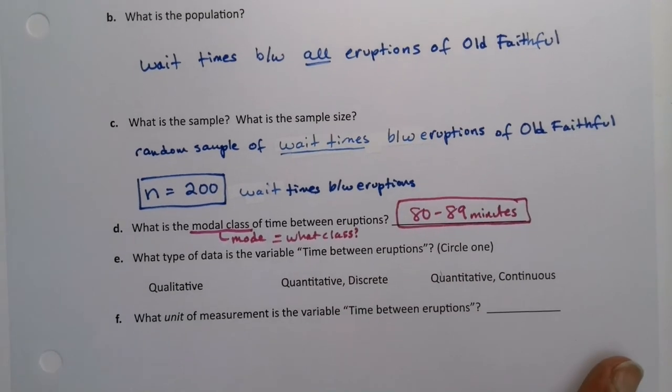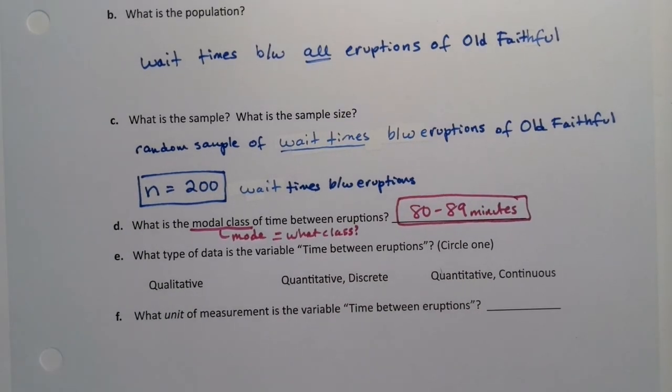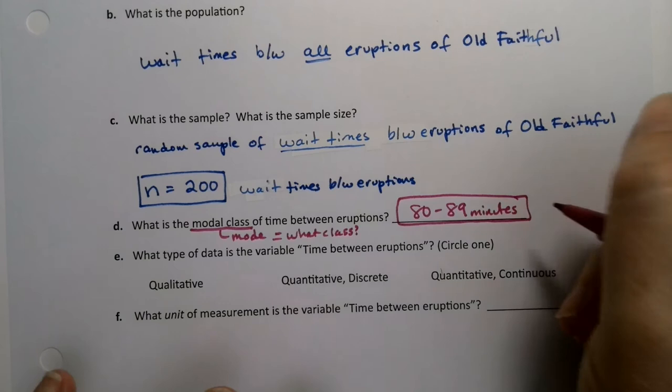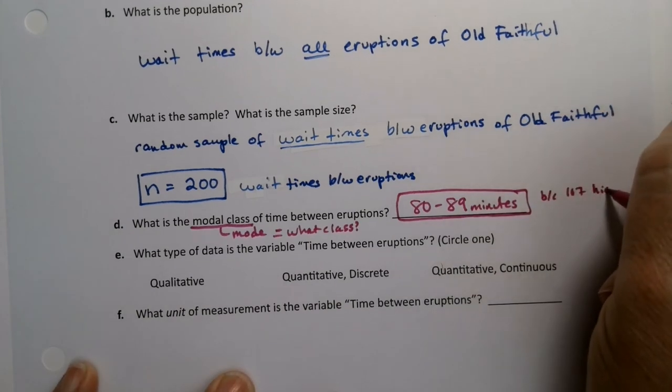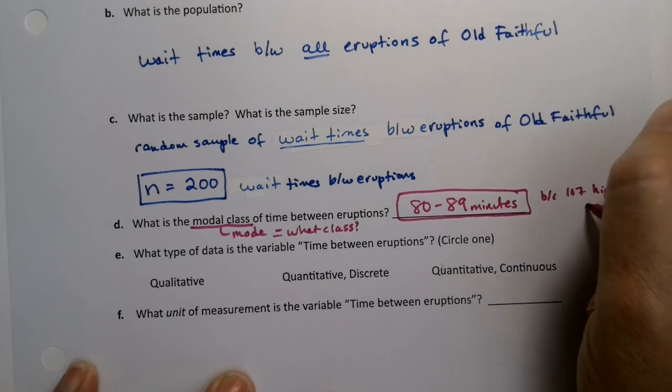There's our modal class. It's not the 107. The 107 is why it occurs, but the class itself is the 80 to 89. And if you want, you can say because 107 is the highest frequency, largest frequency.